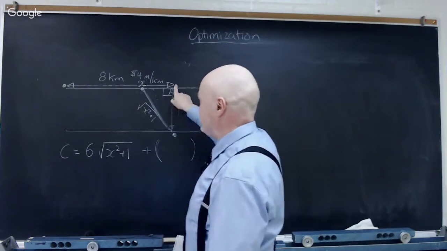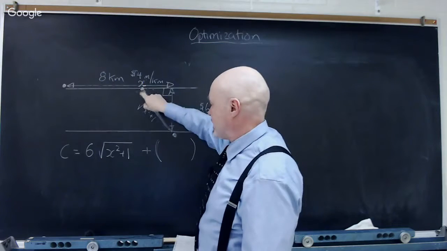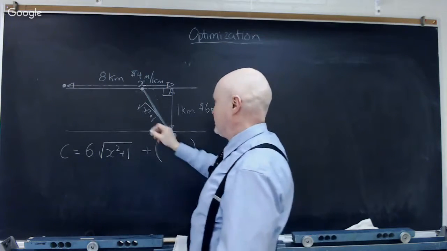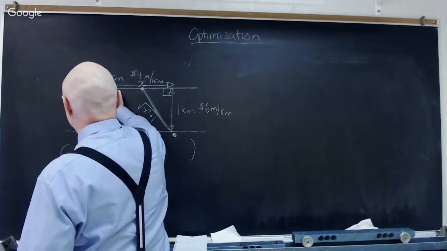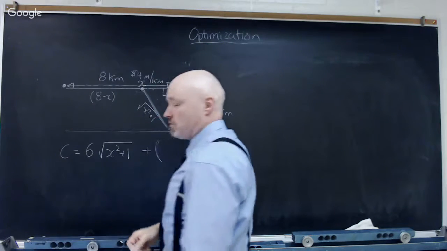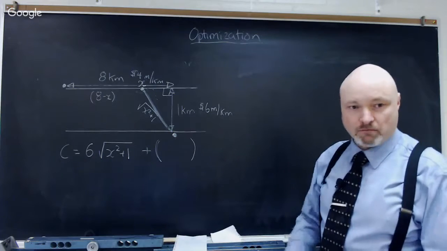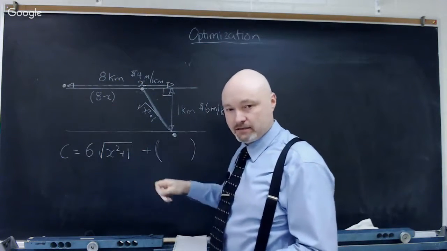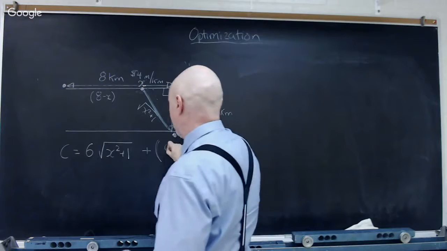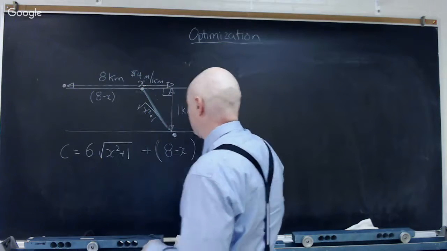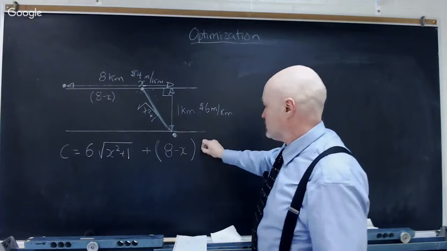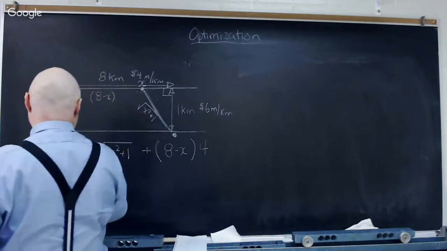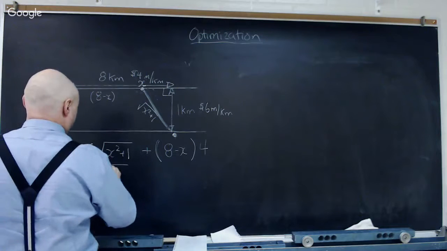So this is 8, and this is x. Oh, I see, 8 minus x. That is 8 minus x, yes. A lot of these optimization problems that involve distance wind up being x and 8 minus x and things like that. So this is 8 minus x, and this is being sold for the bargain basement price of $4 million per kilometer.